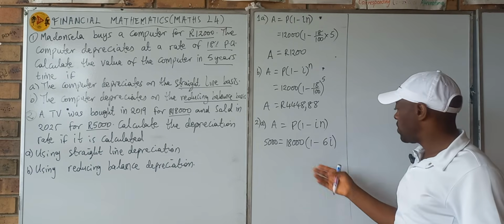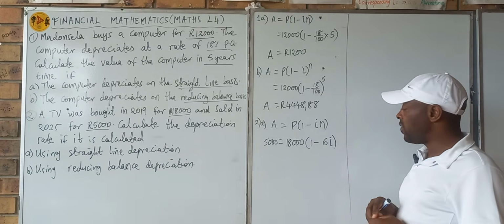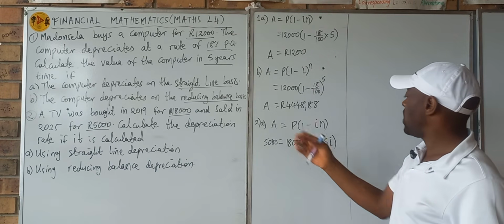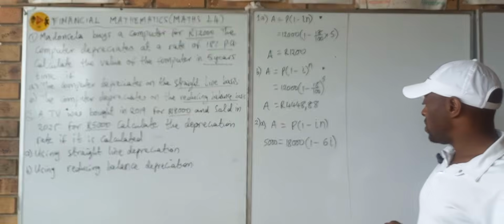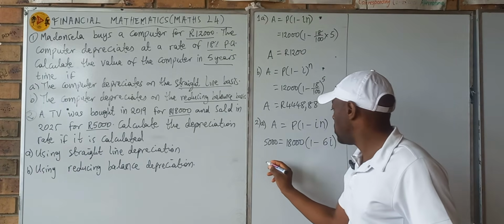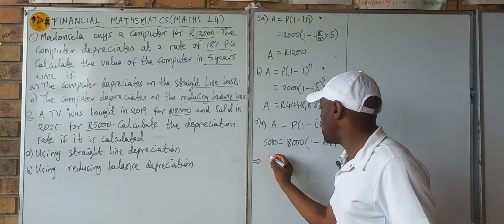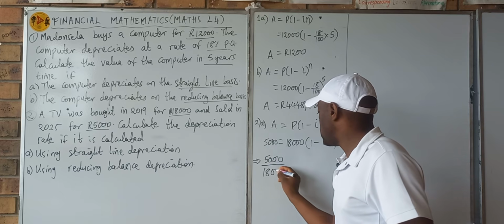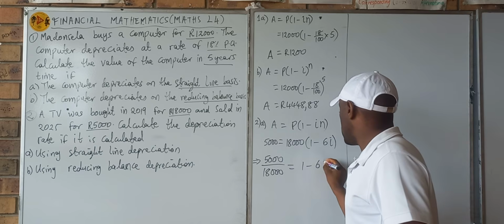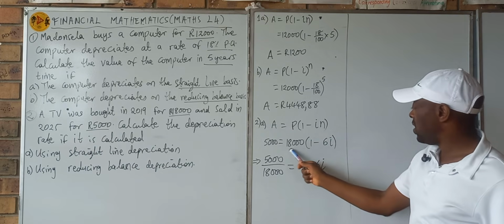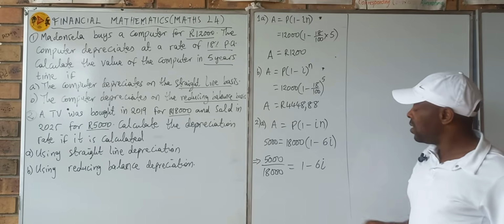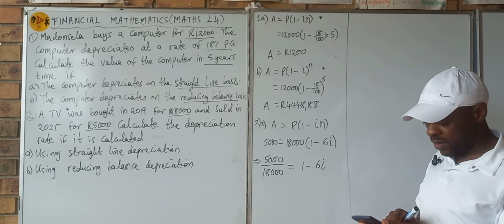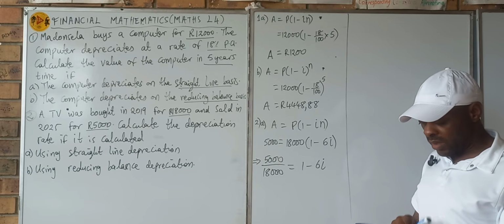So there are two options. Either you open the bracket on the right first, then you pull like terms together, or you can just divide both sides by 18,000. So I think I'll settle for dividing both sides by 18,000. So this will tell me that 5,000 divided by 18,000 is equal to 1 minus 6I, because if I divide the right side by 18,000, the 18,000 will be cancelled. So I will just check what is 5,000 divided by 18,000.